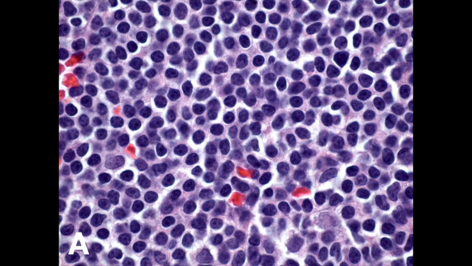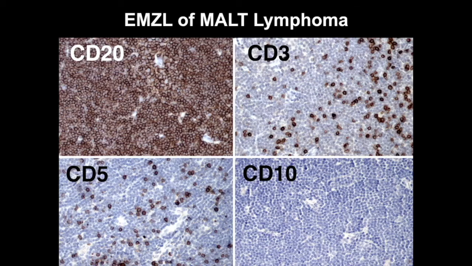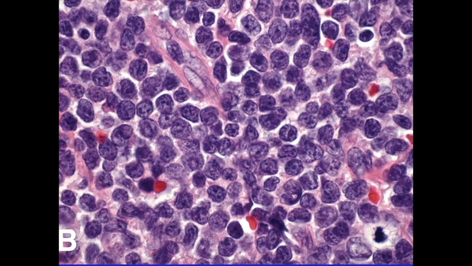Here's a photomicrograph of MALT lymphoma. Here's the panel of immunohistochemistry. Again, pretty much all the cells are CD20 positive B cells. Now, there's always some T cells floating around, so we do see this smattering of CD3 positive lymphocytes, and CD5 also looks quite similar. CD10 is negative, excluding a follicular lymphoma.